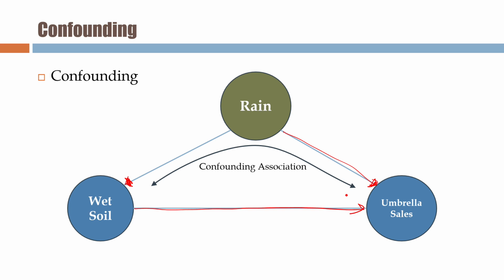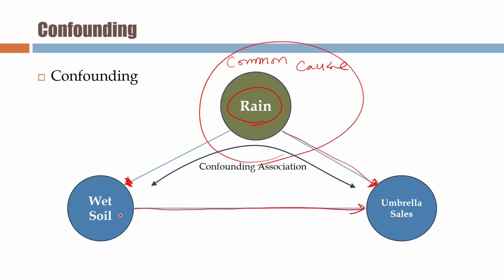But this correlation is from one common cause. Right? This is rain. Rain is a common cause. When there's rain, rain causes wet soil, and rain causes the umbrella sells. So if we take out this rain, it seems like wet soil causes the umbrella sells, but that's not. So this is what we call confounding.